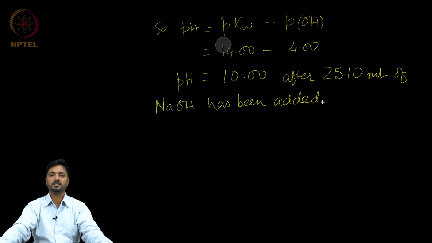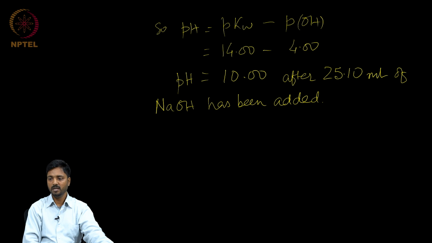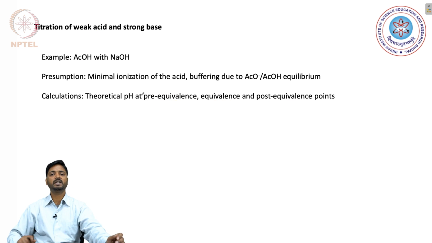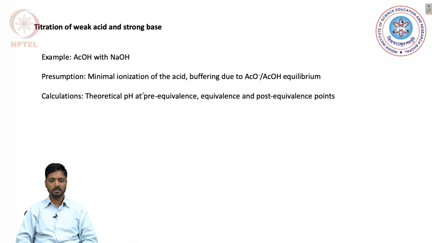Now let us go back to the presentation and observe what happens when we titrate a weak acid and a strong base. A typical and in fact the most common example of a weak acid would be acetic acid or formic acid, and both are readily available, and a strong base would again be sodium hydroxide. So there are a few things that we need to consider or assume here.